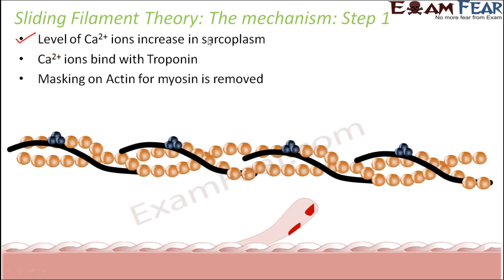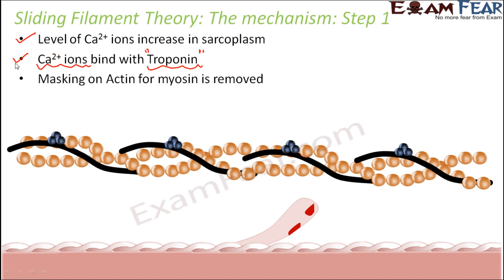Now the level of calcium ions will increase in the sarcoplasm. Fine. What will these calcium ions do? These calcium ions will start to bind with troponin. What is troponin? It is the protein present at regular intervals, and it was actually masking the myosin binding site on the actin element. So troponin was the main culprit because of which myosin was not able to bind to actin. Correct? So now these calcium ions will start binding with troponin.